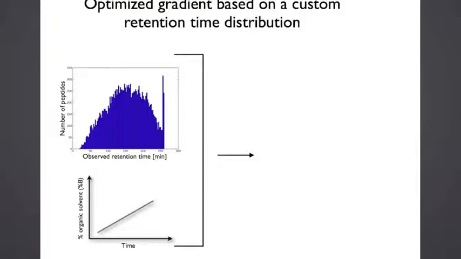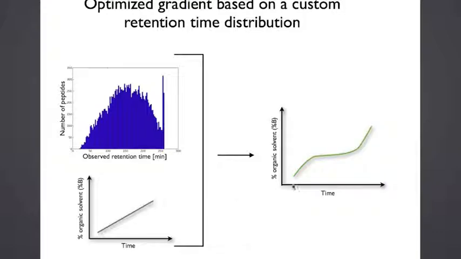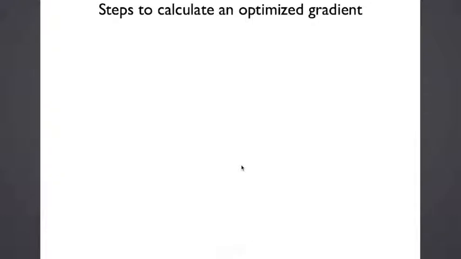And that was generated with a linear gradient. What we do is we take this information and we calculate the nonlinear gradient that would even out this skewed distribution that we got as input. And now I'm going to go step by step through the procedure of calculating this type of optimized gradient.